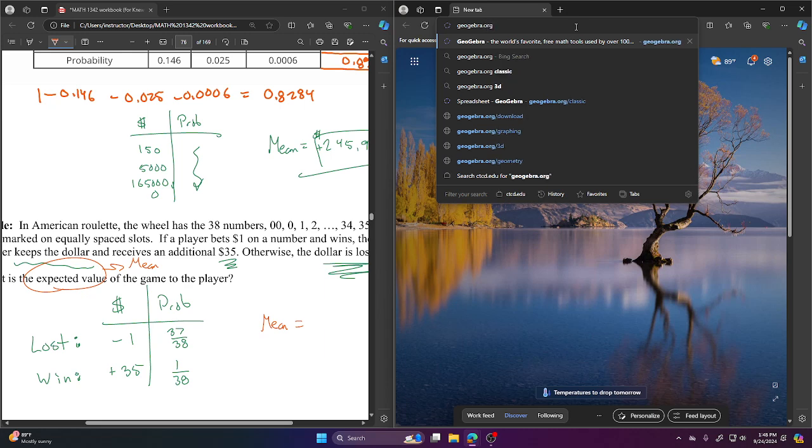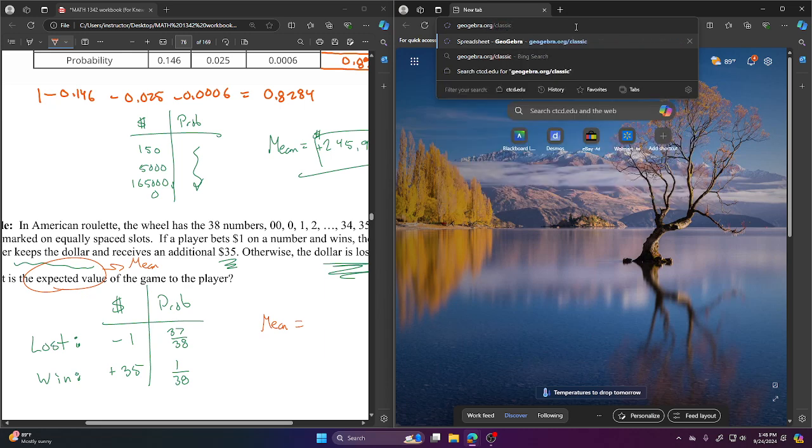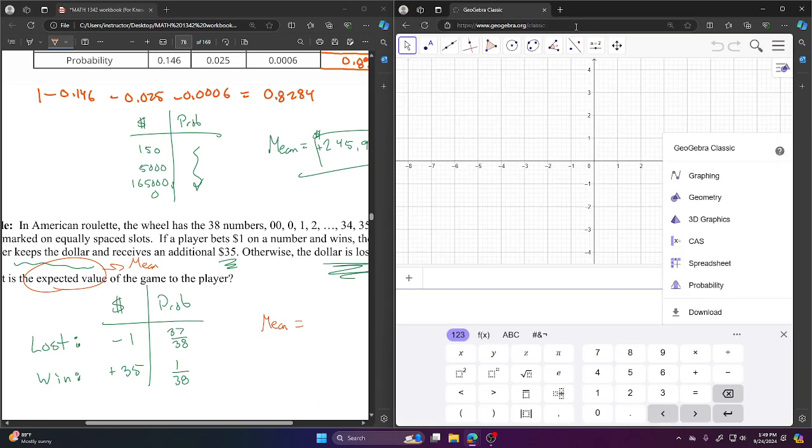GeoGebra.org, and then /classic. There's probably a button to get there. I just don't know where it is. I've tried to look for it, but GeoGebra.org/classic. So I'm gonna click it. And now it shows all the stuff.